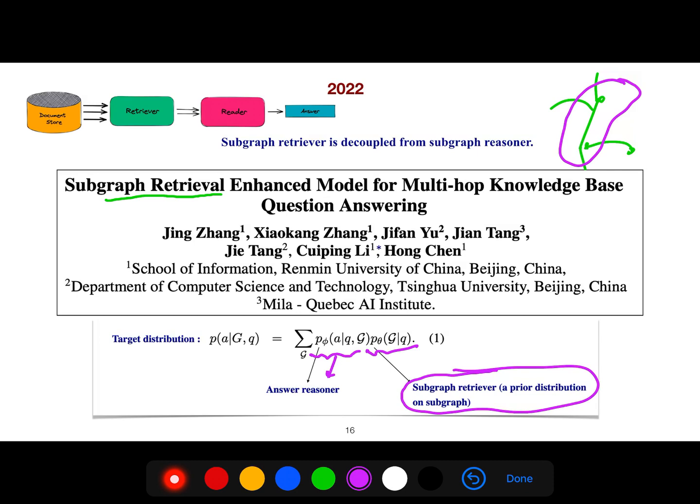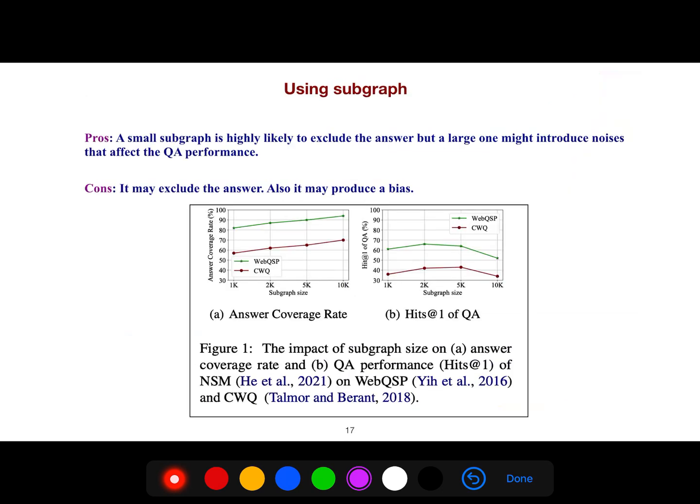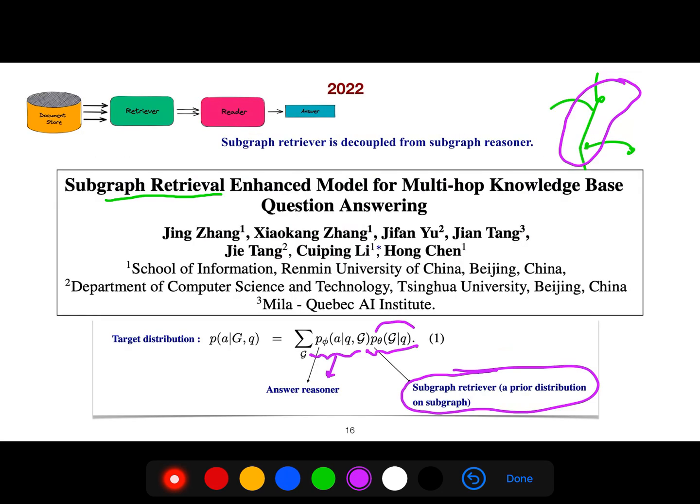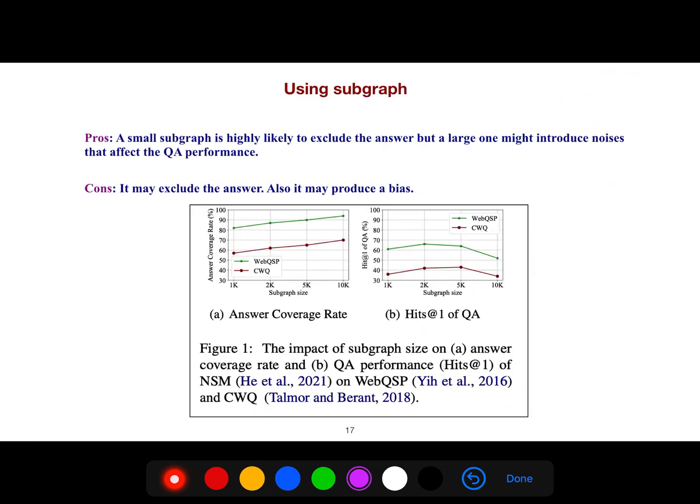So you can think about it as a kind of Bayesian framework. I always think about it like that. In the Bayesian framework, for example, here you could think of this as a prior. So I will explain it: prior, then likelihood, and then posterior. Because we don't know the prior. What is the prior subgraph that is good to go?